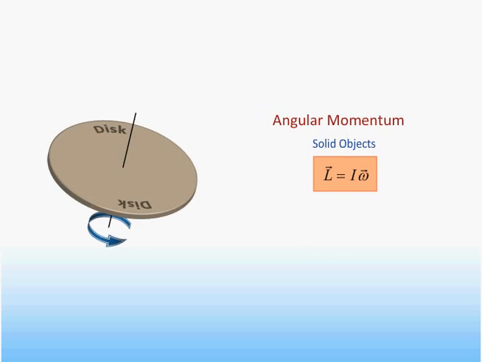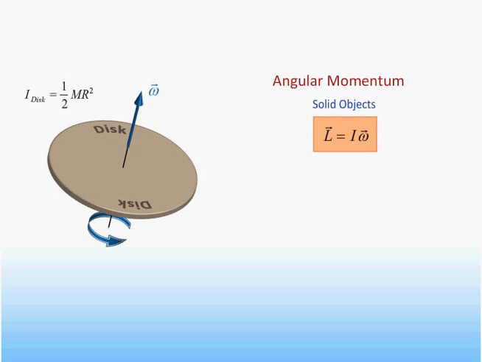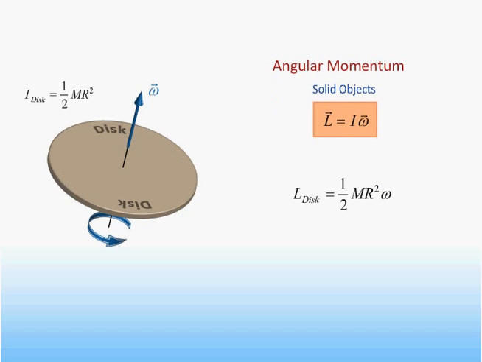For example, here we see a solid disk spinning with a known angular velocity about its symmetry axis. What is the angular momentum of this disk? Since we already know the moment of inertia of a solid disk about its symmetry axis, the determination of the angular momentum is easy. The magnitude of the angular momentum is just the product of the moment of inertia and the angular velocity, and the direction of the angular momentum is the same as that of the angular velocity.